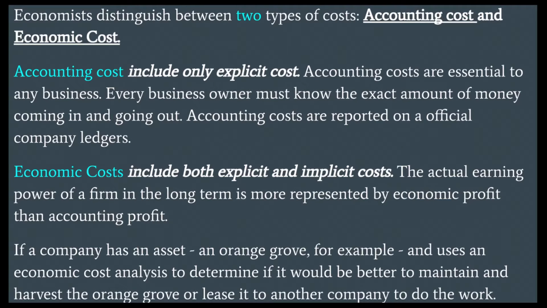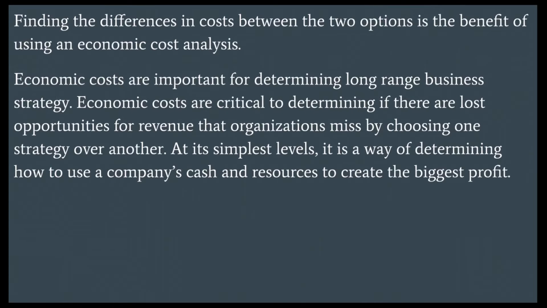The actual earning power of a firm in the long run is more represented by economic profit than accounting profit. If a company has an asset, an orange grove, for example, and uses an economic cost analysis to determine if it would be better to maintain and harvest the orange grove or lease it to another company to do the work, finding the differences in cost between the two options is the benefit of using an economic cost analysis.